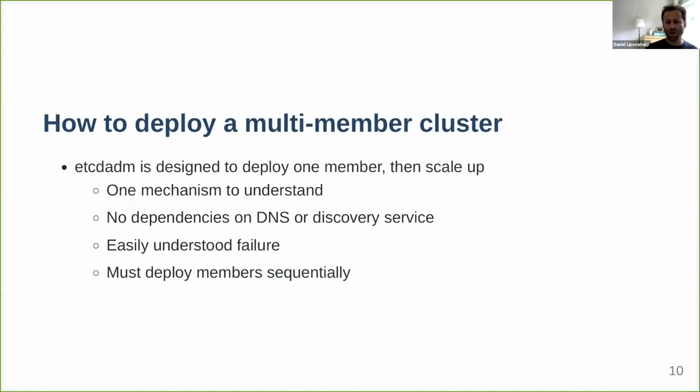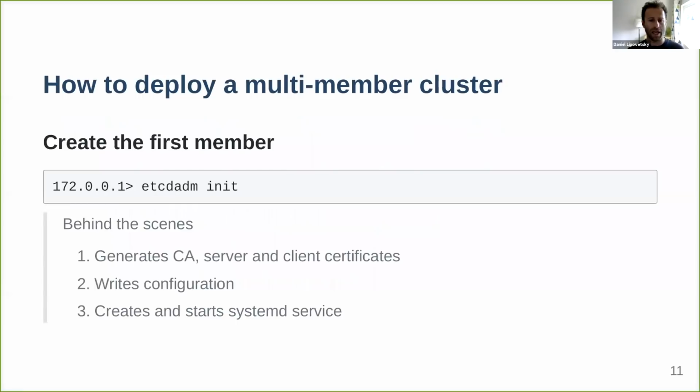So etcdadm chooses to do the latter, and there are a few reasons, right? One is that there's just one mechanism to understand, the scaling mechanism. There's no dependency on DNS or an external discovery service, and it's easier to understand when something goes wrong. The drawback is that you deploy members sequentially, so you're not deploying them in parallel and letting them converge. But it's pretty straightforward. So let's go ahead and do that.